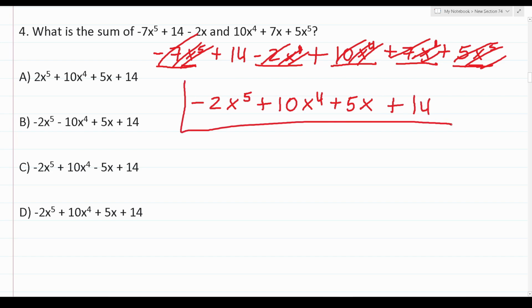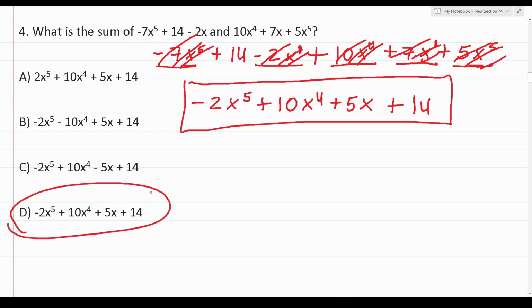All right, so this should be an answer choice. Negative 2x to the 5th plus 10x to the 4th plus 5x plus 14. And we can see that that is right here. It's answer choice D.